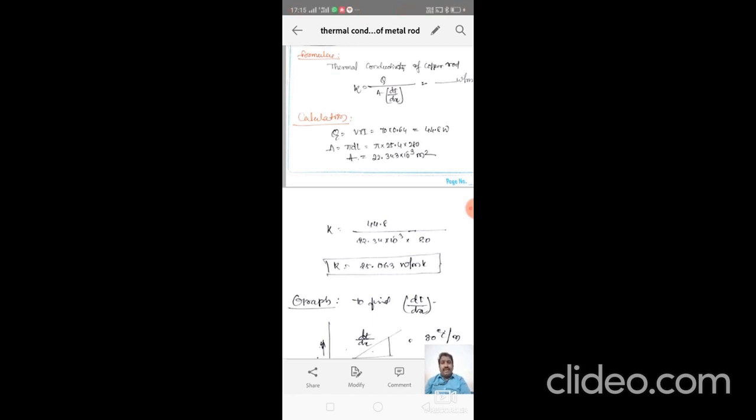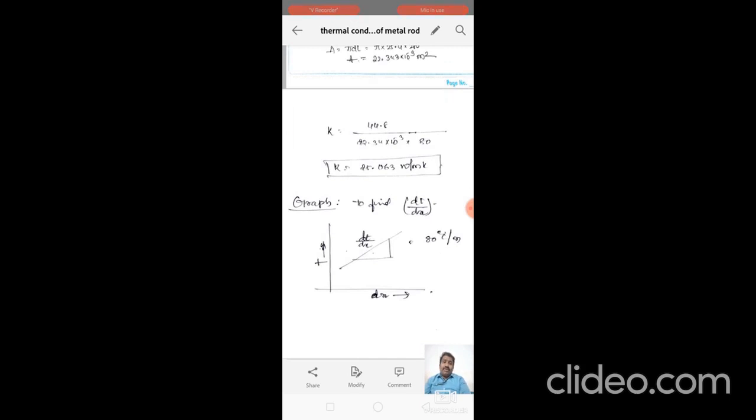Once you get Q and A, the next thing is to substitute the value of dT by dx. The dT by dx we get from the graph. You have to plot the graph along the x and y axes. Along the y axis you consider the temperature, and along the x axis you consider the different positions on the rod. Over the 250 mm length, you consider every 50 mm, and see what the temperature is. Like that you have to plot the graph.